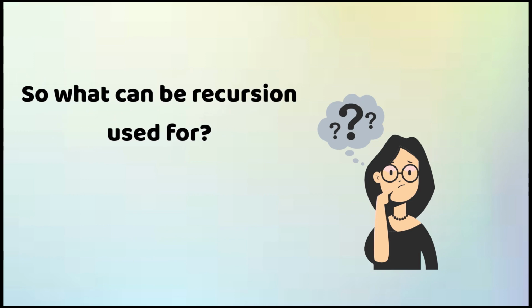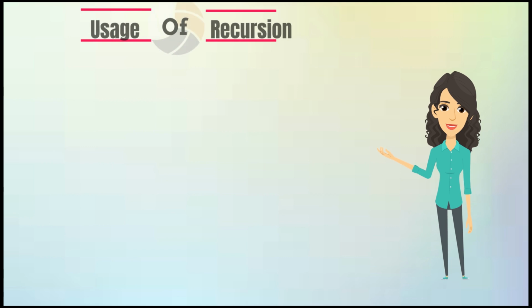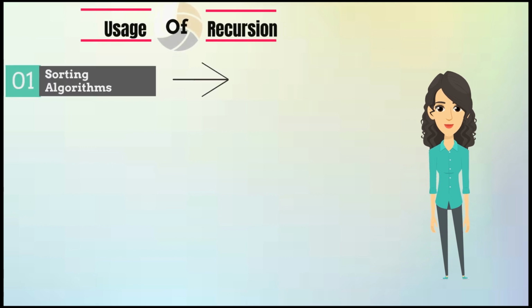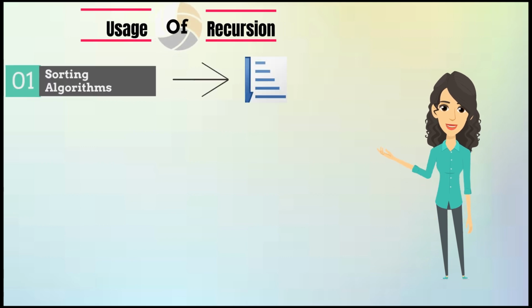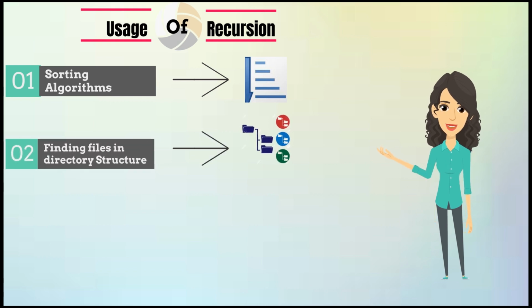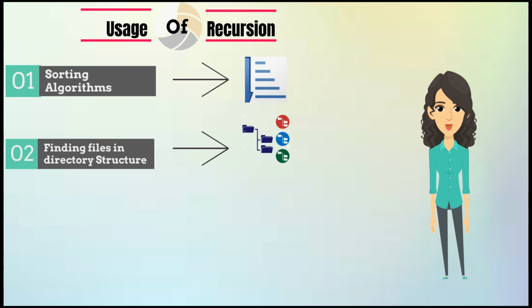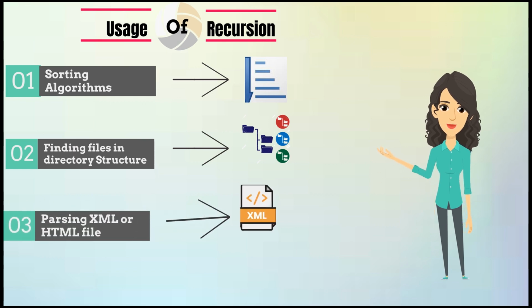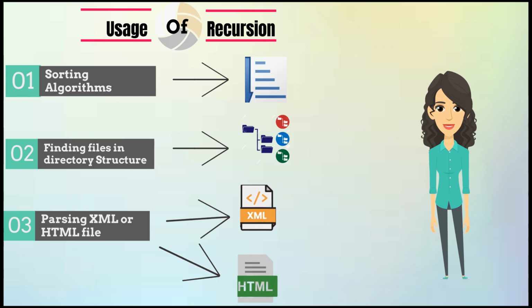So, what can recursion be used for? It can be used in sorting algorithms, which can be implemented with it. Also used in finding files in a directory structure. Also it can be used in parsing XML or HTML files. And that's it.